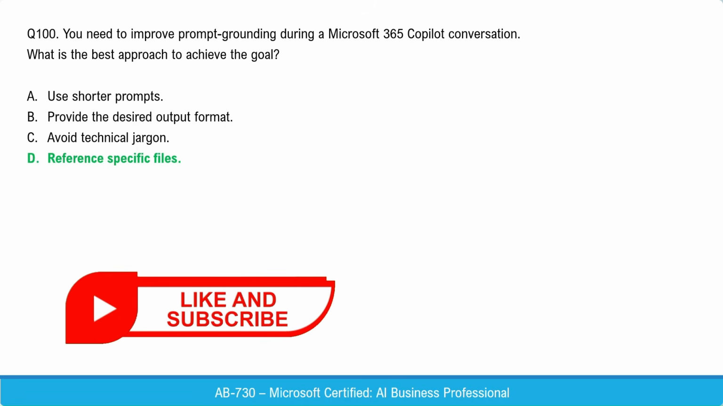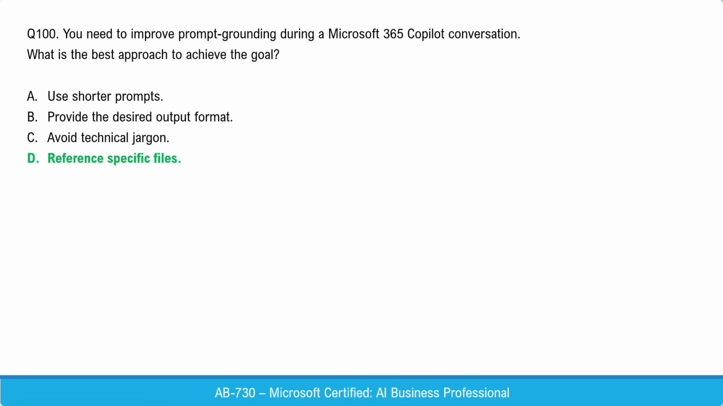See, prompt grounding is all about making sure Copilot uses the right source of information rather than relying on general knowledge. When you reference specific files in your prompt, you are explicitly telling Copilot where to get the information from. This makes the response more accurate and reliable. Now let's look at other options. Using shorter prompts improves clarity but does not help with grounding. Providing output format helps structure the response, not the source. And avoiding technical jargon improves readability, not grounding. So the best way to improve grounding is to reference specific files, making D the correct answer.